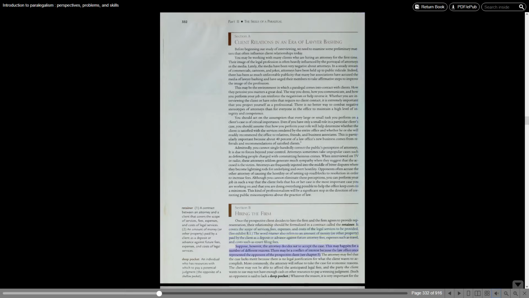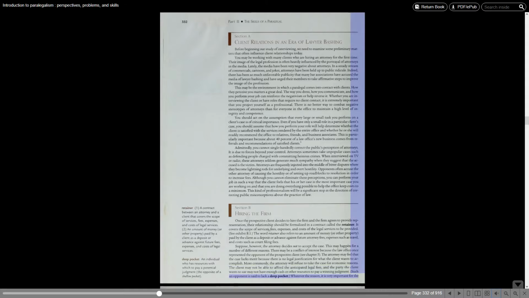Suppose, however, the attorney decides not to accept the case. This may happen for a number of different reasons. There may be a conflict of interest, because the law office once represented the opponent of the prospective client. See Chapter 5. The attorney may feel that the case lacks merit, because there is no legal justification for what the client wants to accomplish. More commonly, the attorney will refuse to take the case for economic reasons. The client may not be able to afford the anticipated legal fees, and the party the client wants to sue may not have enough cash or other resources to pay a winning judgment. Such an opponent is said to lack a deep pocket.